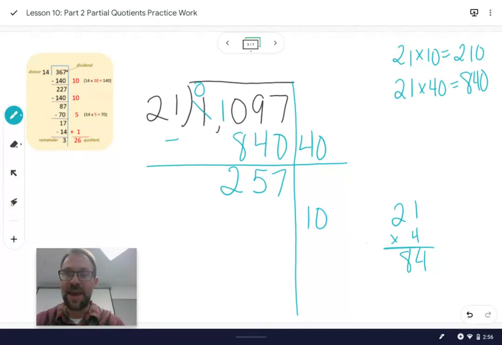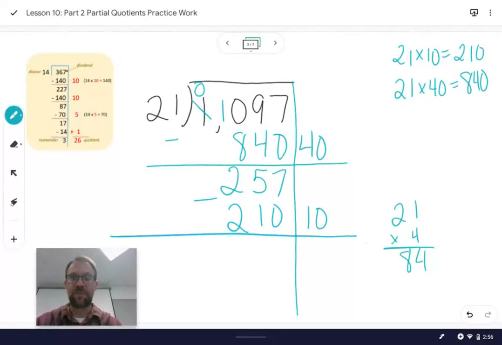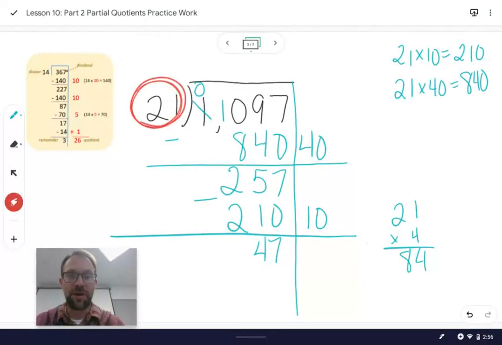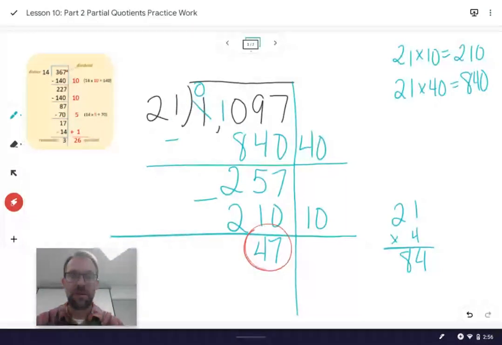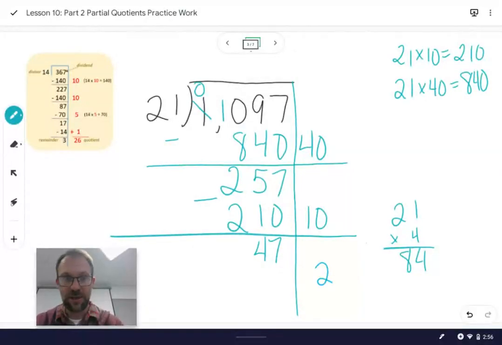And I know from the work I've already done that the value of 21 10s or 10 21s is 210. So I'm going to write that right here, 210. And I'm going to subtract that away and get 47. Okay, now how many groups of 21 are there in 47? Well, let's see. 21 times 2 would be 42. That's pretty close. Yeah, there's 2. 2 groups of 21.